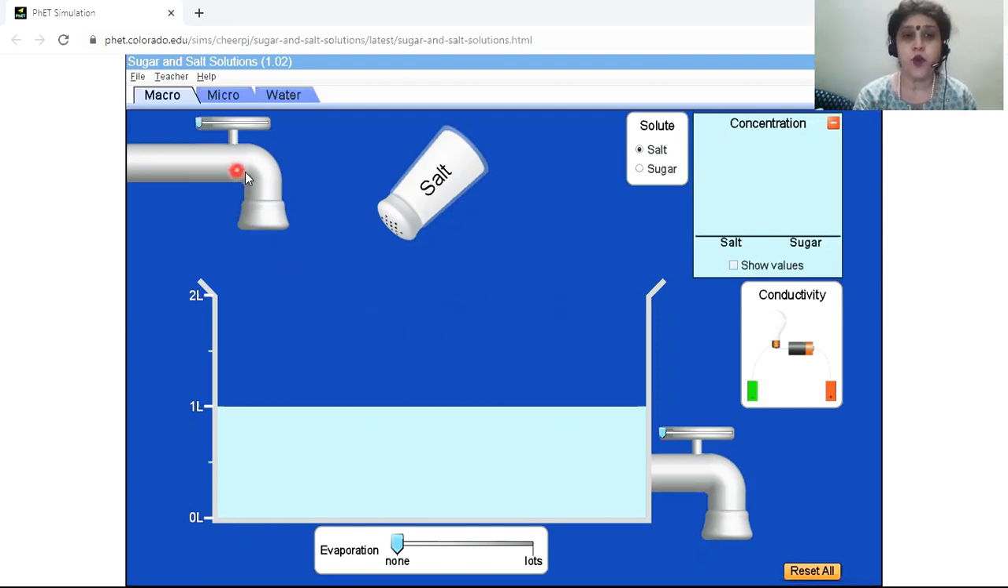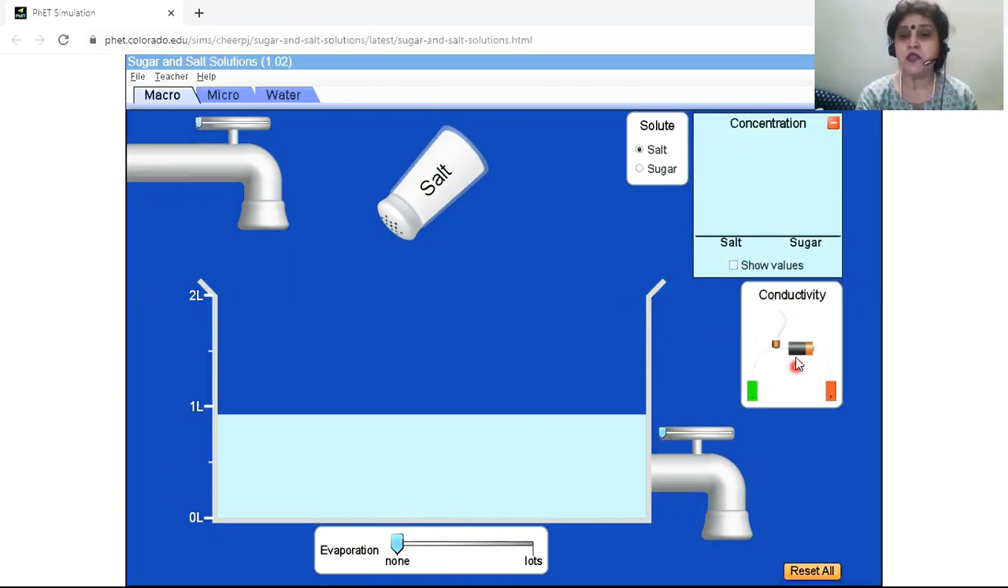This is the inlet of water. This is the container in which water is filled, and this is the outlet of water. This is the evaporation tool. If we want to evaporate the water, we can slide it like this, and this is the salt container, and this is the circuit.